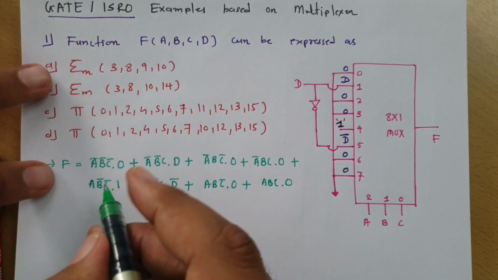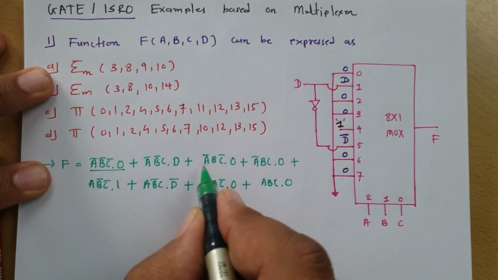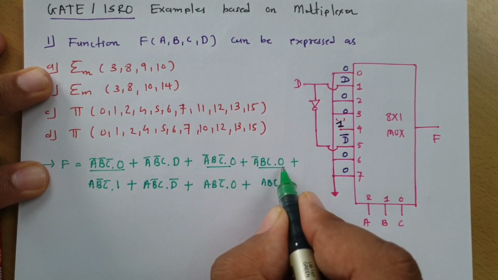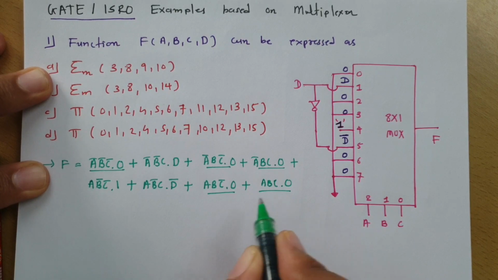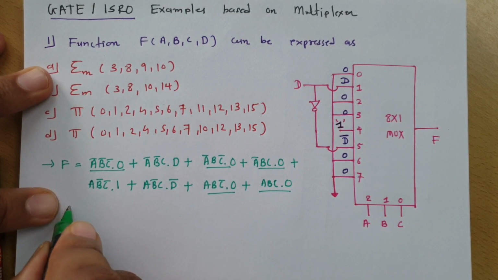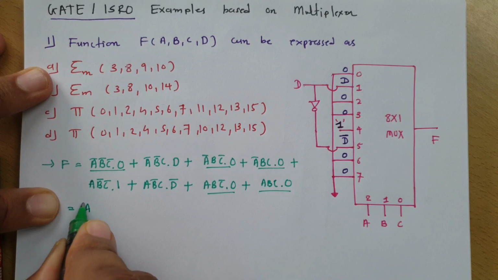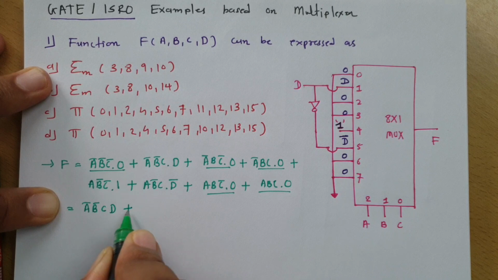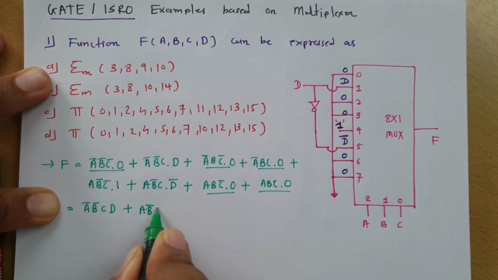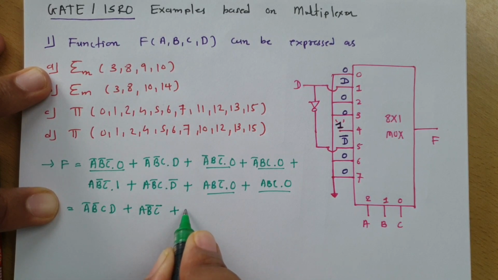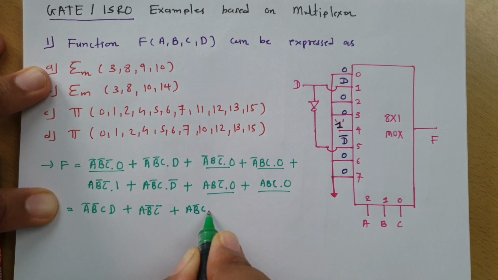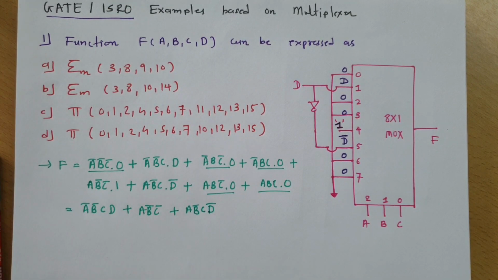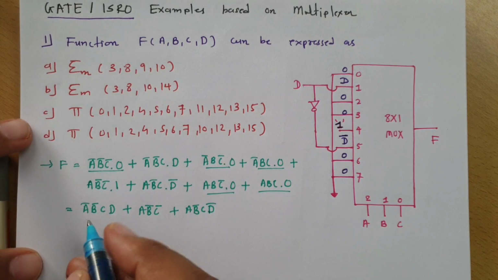Now here you see this is 0, this is 0, this is 0, this is 0, and this is 0. So we don't need to see that even. Now here you see this is A bar, B, C, D. Plus you see this is A, B bar, C bar. Plus this is A, B bar, C, D bar, right? So now we need to identify what terms are possible with this expression.